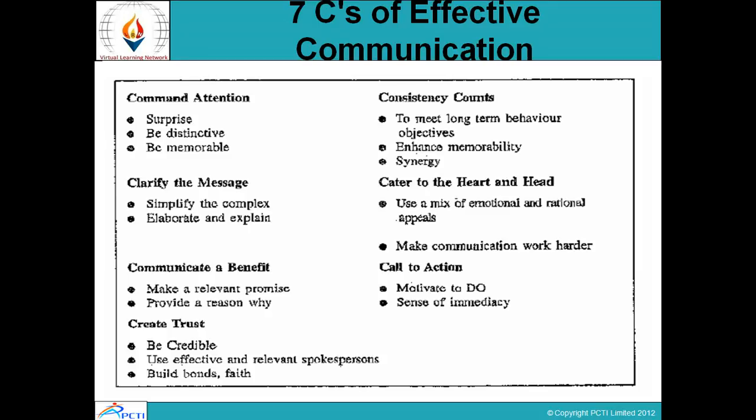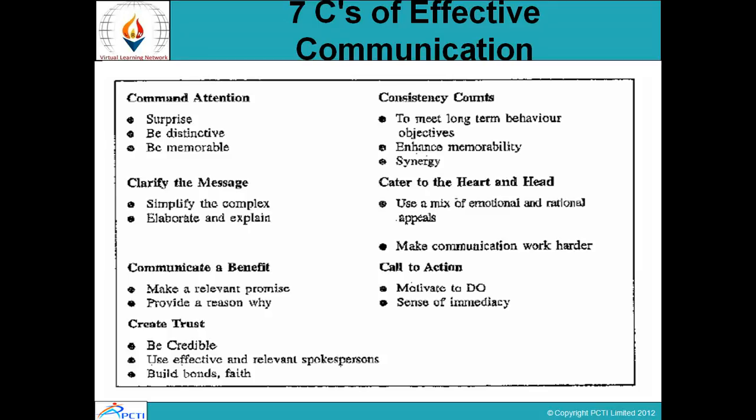The first C is command attention. Means your communication should be so effective that it can grasp the attention of other people, and that command attention should have the parameter of surprise. Your way of communication should be distinctive. It should have elements that make your communication more memorable.